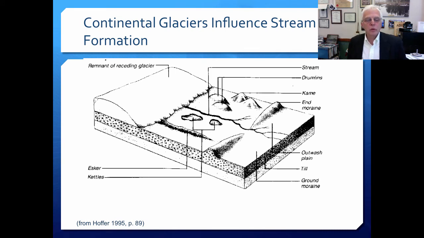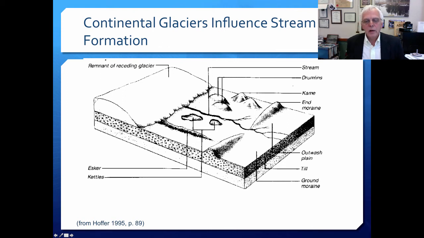Continental glaciers also influence stream formation, and this is an image that I've taken out of a textbook showing the remnant of a receding glacier. Now, these receding glaciers could be a kilometer and a half thick or more, and so they were very, very heavy, but they'd be melting, and water would flow out underneath, creating other stream channels. If you look around where you live, you'll probably find some of these rivers, especially if you can locate the site of an ancient glacial lake. The big rivers that flow out of them were probably formed in this way.